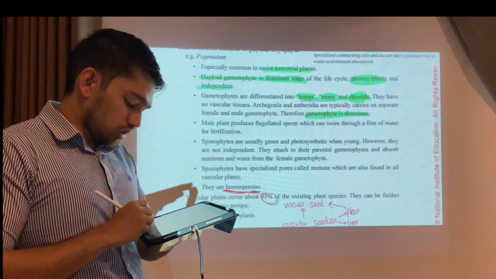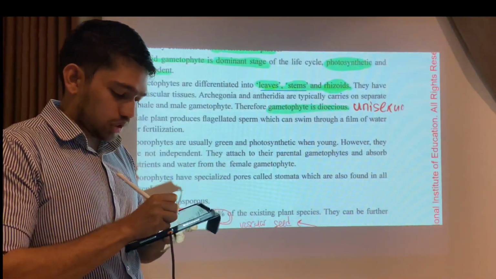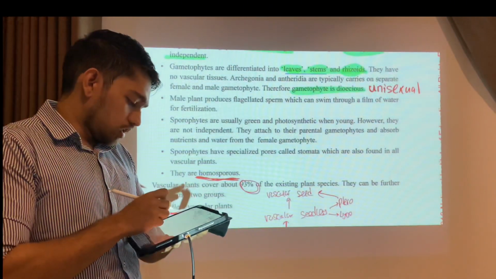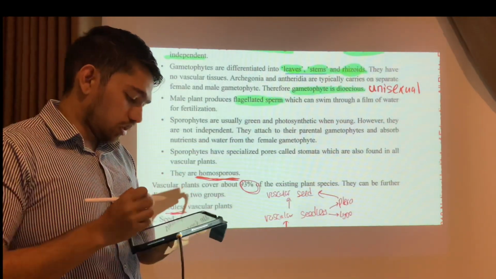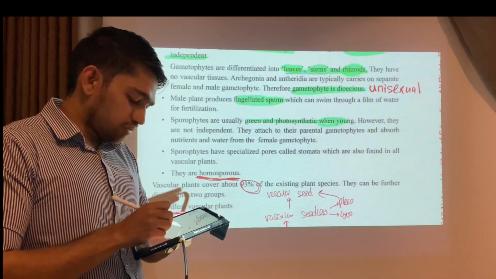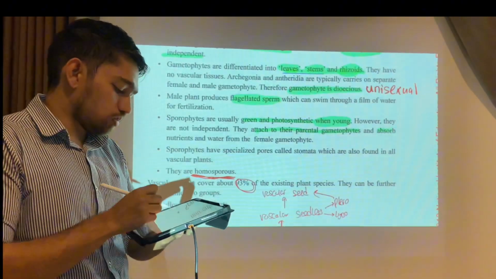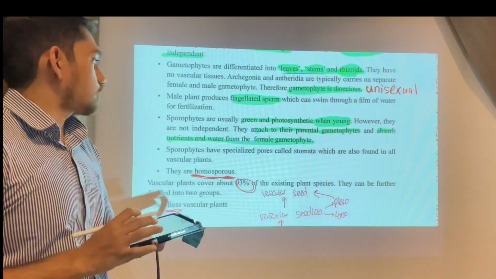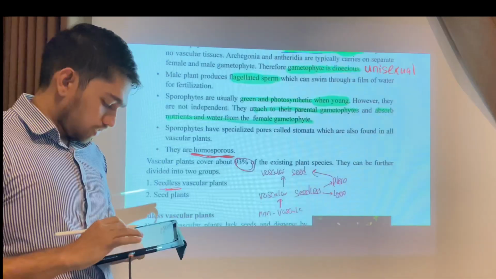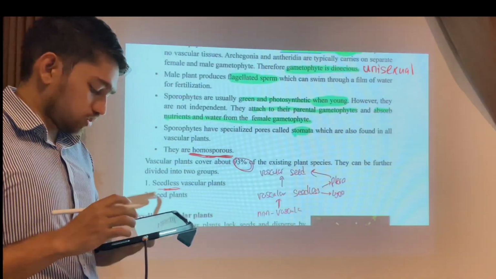The gametophyte is dioecious. The other term we use for this is unisexual. There's a separate male and female gametophyte. The male plant produces flagellated sperm in antheridia, requiring an external film of water. The sporophyte is green and photosynthetic when young, but it will remain attached to the gametophyte and absorb nutrients and water from the female gametophyte. That indicates their dependency on the female gametophyte. So all terrestrial plants usually have stomata for gas exchange and also transpiration.